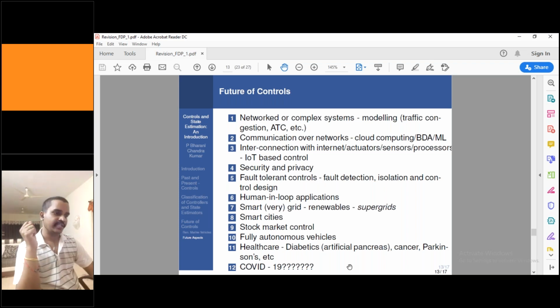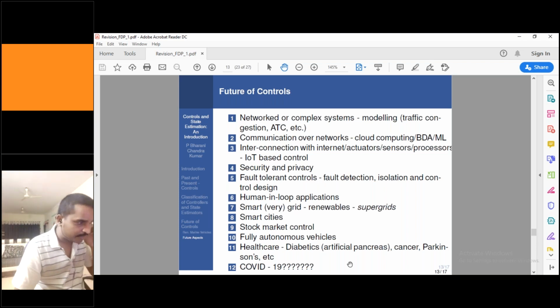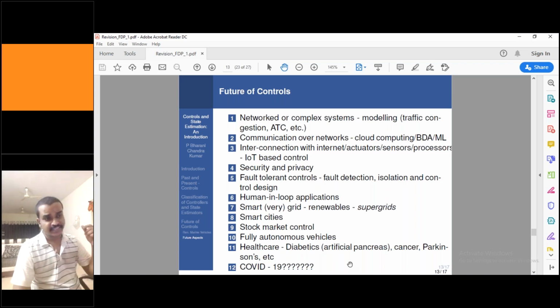People are working on the controllers in Italy, US, China, everywhere. And I think recently a journal has called for papers on COVID-19. I think it was Journal of the Franklin Institute or ISA Transactions. I think ISA Transactions, just last week, called for papers which require control system involvement for COVID-19 modeling, treatment, and so on.